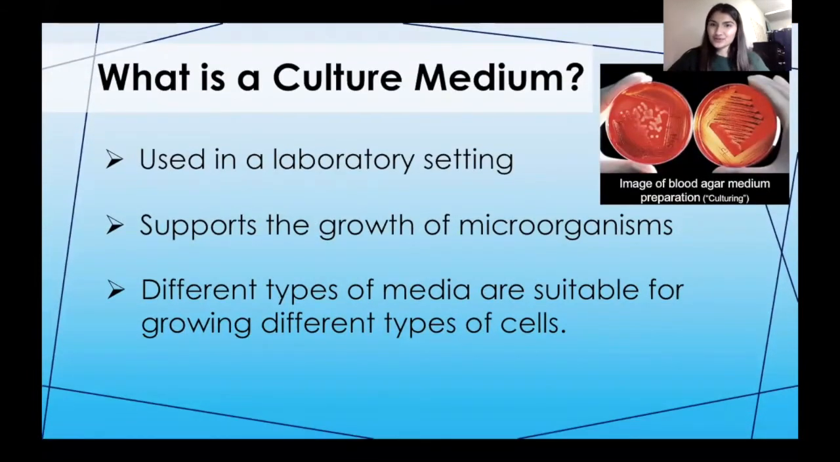So, what is a culture medium? Well, a culture medium is used in a lab setting. It is a liquid or gel designed to support the growth of microorganisms and allow them to proliferate. There are different types of media suitable for growing different types of cells, depending on one's need. As you can see, there is an image of blood agar selective medium preparation, and this is one of the mediums that we will dive into later on in the presentation.